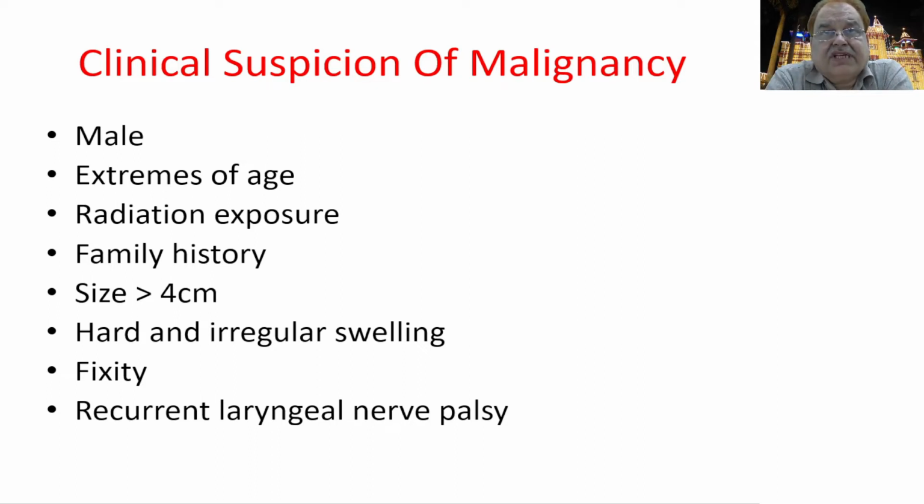Now, when should you suspect that a patient has malignancy in the nodule? In a male patient, in the extremes of age, if the patient had a history of radiation exposure, if there is a family history, if the size is more than 4 centimeters, it's a hard and irregular swelling, and it's a fixed swelling, and the patient has pressure symptoms, like a patient with recurrent laryngeal palsy may be there. Those things you must keep in mind.